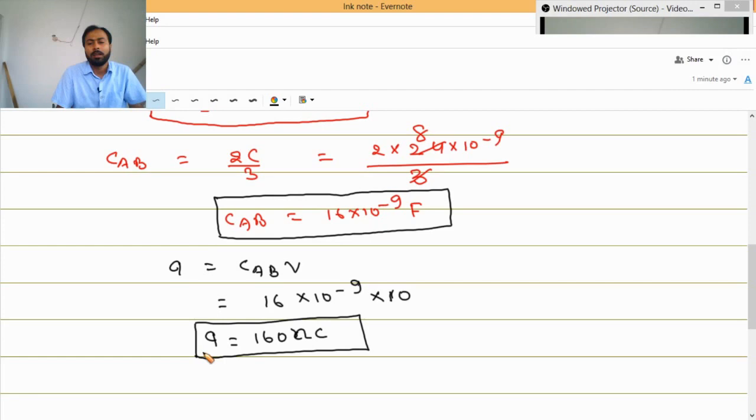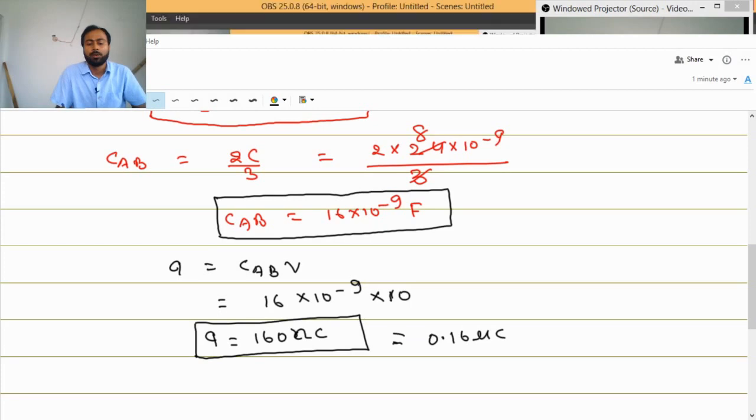In the book it is 0.16 microcoulomb, that is the same only. So this value is equivalent to 0.16 microcoulomb. So in this way we have evaluated the answer for 33.